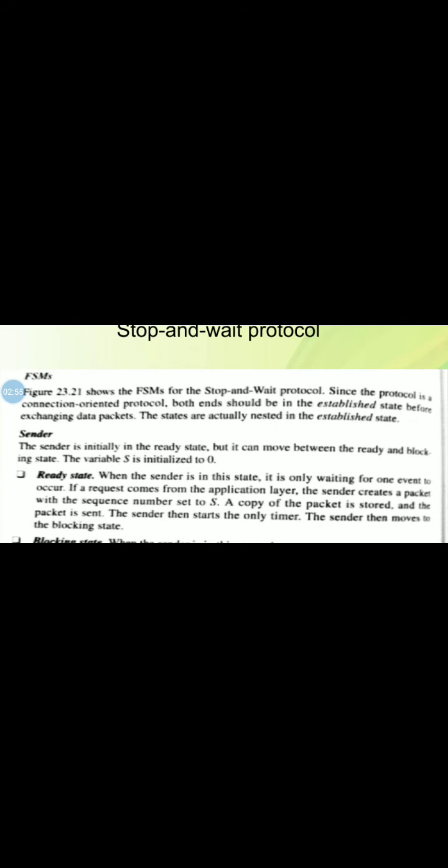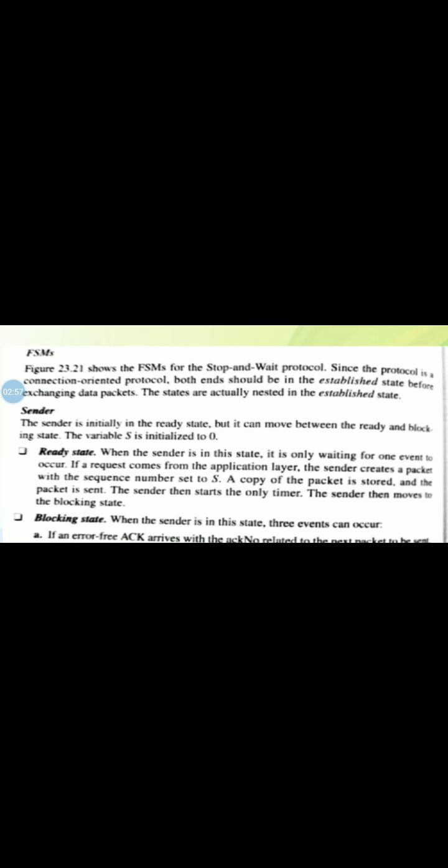Now this diagram is going to show the sender. Now we'll see about the sender. The sender is initially in the ready state, but it can move between the ready and blocking states. The variable S is initialized to 0. In the ready state, the sender is only waiting for one event to occur. If a request comes from the application layer, the sender creates a packet with the sequence number set to S. A copy of the packet is stored and the packet is sent. The sender then starts the only timer.